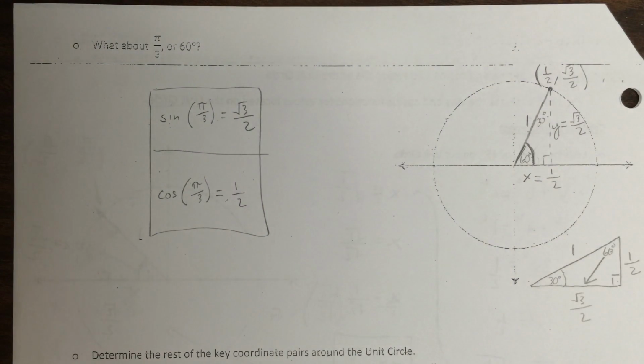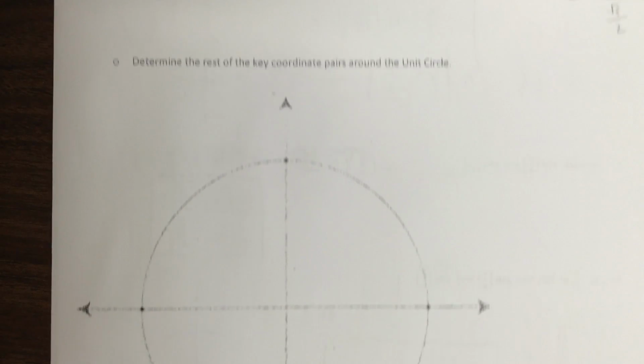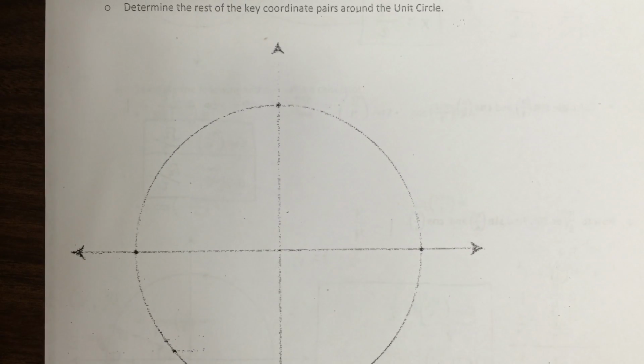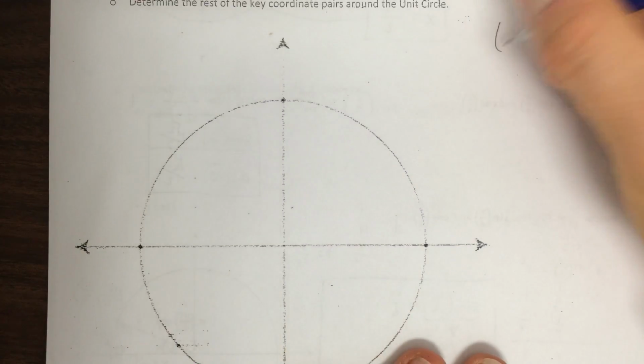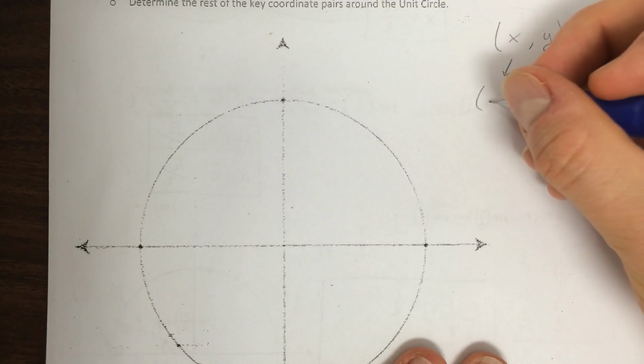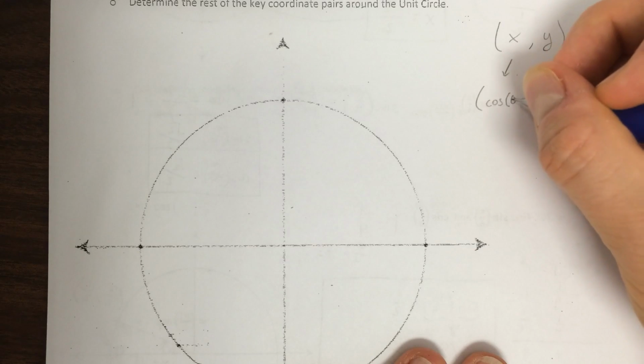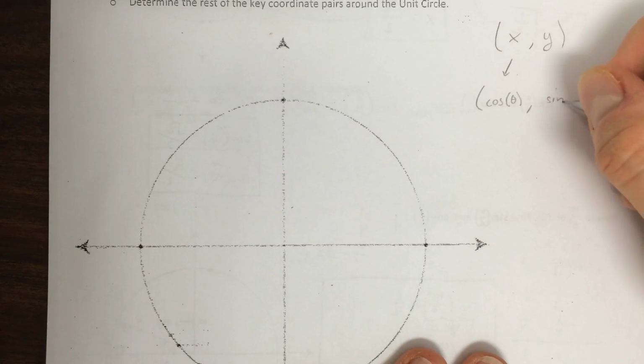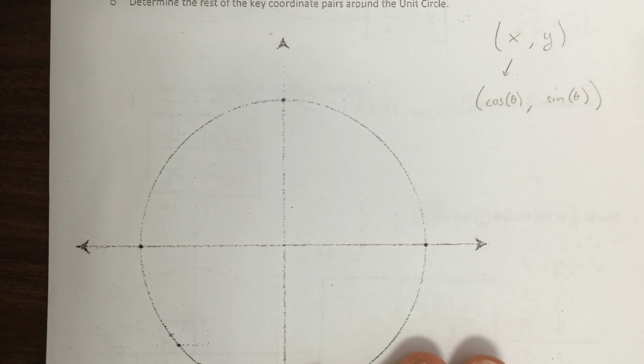Now I'm going to summarize down here. So now we're going to do the rest of the unit circle. What we noticed is if we have an xy coordinate on our unit circle, cosine of that angle is x, sine of the angle is y.